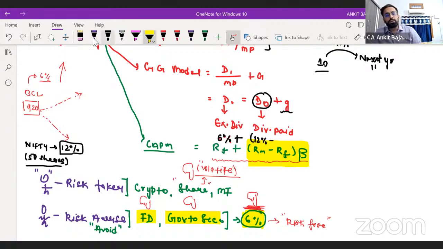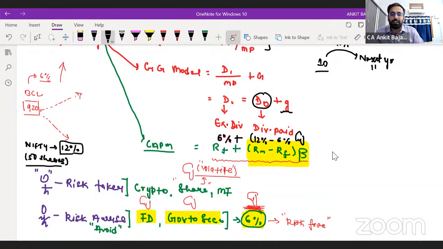So if you see here, what you're doing is, the market is giving 12% return, so you are subtracting the risk-free return, right? So what do you want? The difference between 12% and 6% is 6%, right? So you want 6% additional return, right? Now you have to multiply this difference between 12% and 6% with beta.